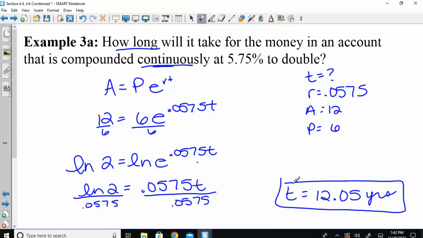Questions? Do we need another interest problem?